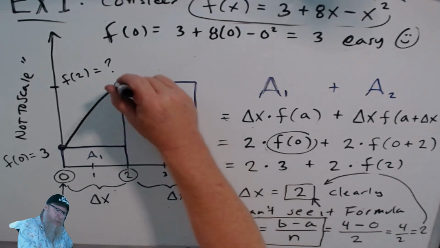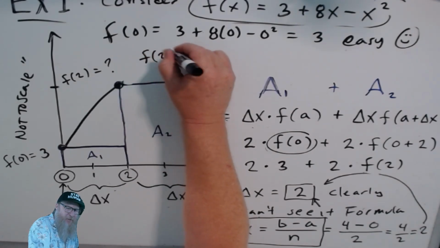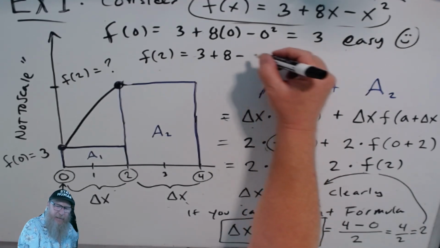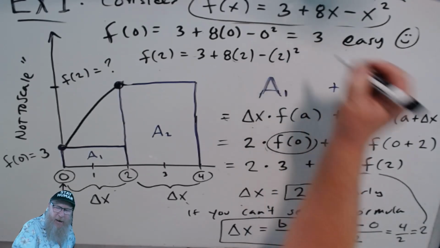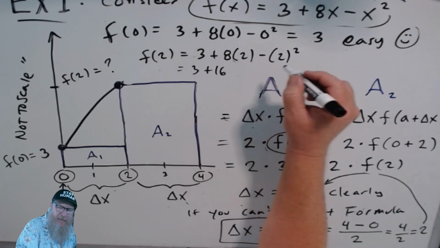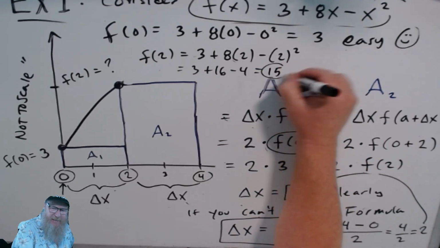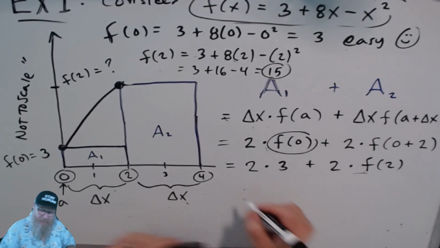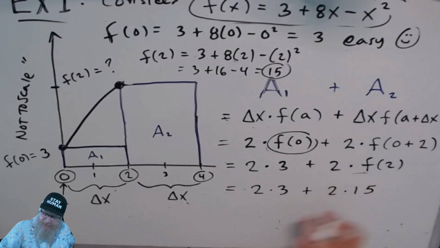Right, how high is this point? f of 2 is 3 plus 8 times 2, sorry, minus 2 squared, which is 3 plus 16 minus 4, which is 15. So 2 times 3 plus 2 times 15.